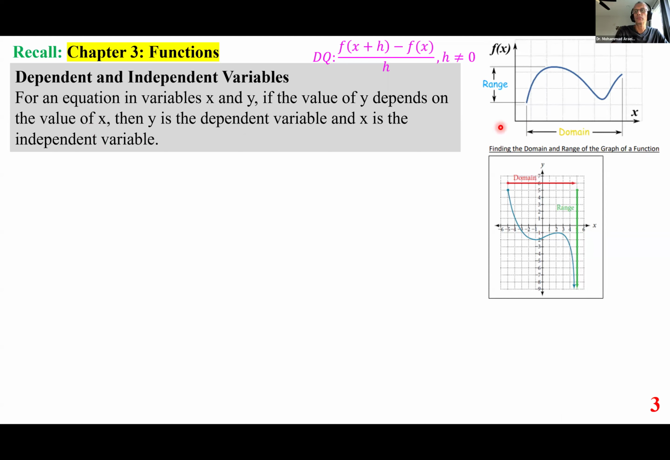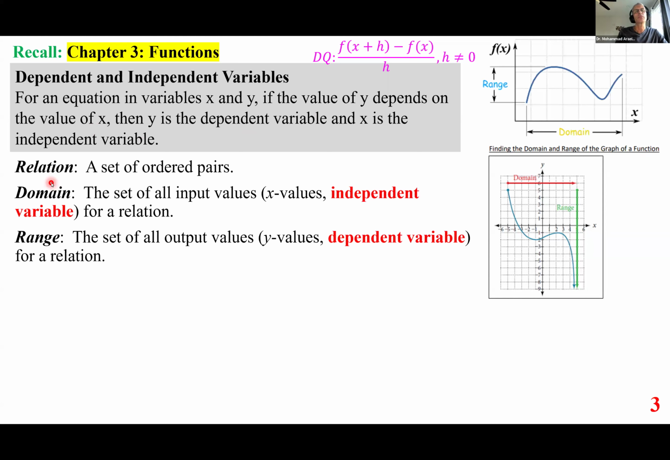So, along the x-axis, along the y-axis, what do we cover here? Let's find out. Relation: a set of ordered pairs. Domain: the set of all input values, x values, independent variable for a relation.